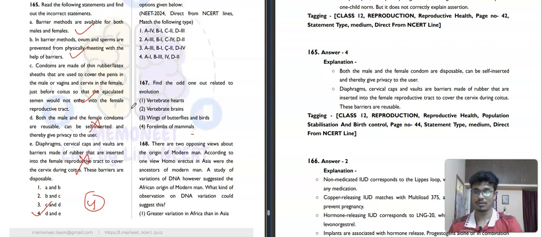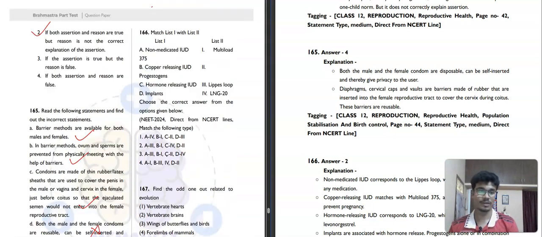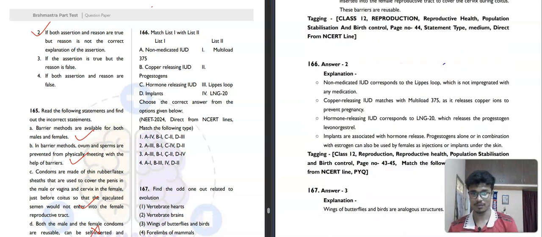Next question, question number 166. Non-medicated IUD is Lippes loop. Copper releasing IUD, sorry, it is hormone releasing IUD that is LNG-20. Copper releasing IUD is Multiload 375. A hormone releasing IUD is definitely LNG-20. Implants, what do we have? Progestogen implants. So our correct answer will be option number 2. Then question number 167.